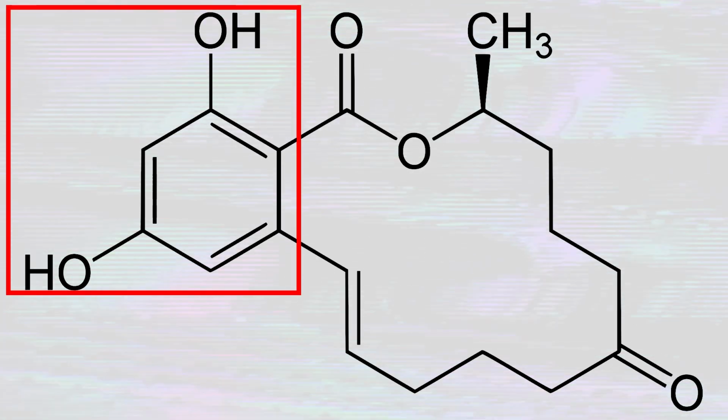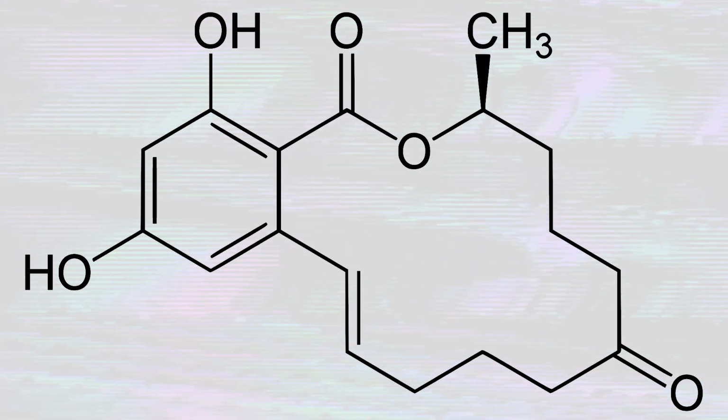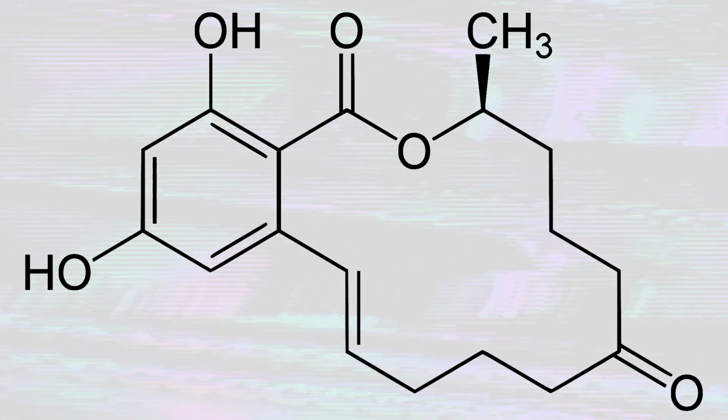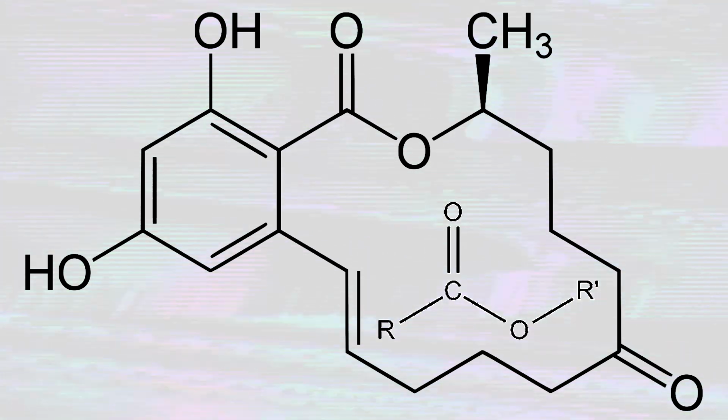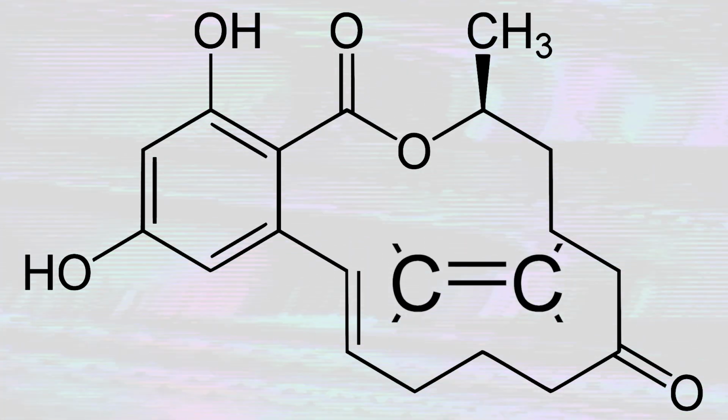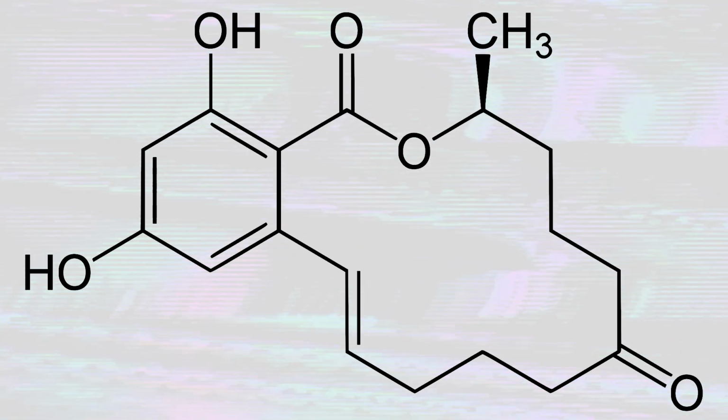Now, to look at the structure of ZEA, you're going to have a diphenyl ring, which is then attached to a big massive ring which contains a whole bunch of different functional groups on it. You've got a ketone on the other end, you've got an ester, and you've got an alkene. It's a very, very interesting looking molecule structure-wise.